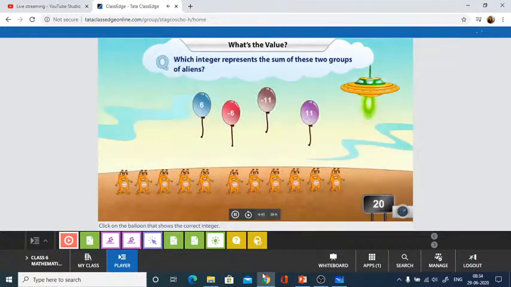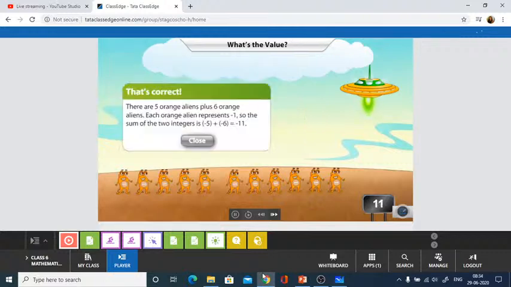Click on the balloon that shows the correct integer. 1, 2, 3, 4, 5. Here we have 5 and here 1, 2, 3, 4, 5, 6. So it should be -11. That's correct. We should not be late every time.